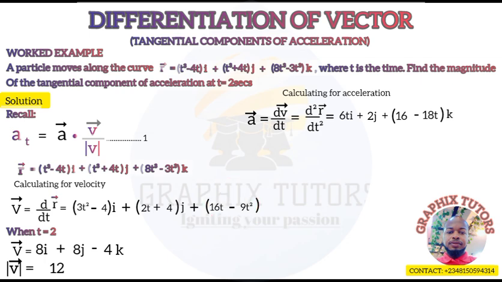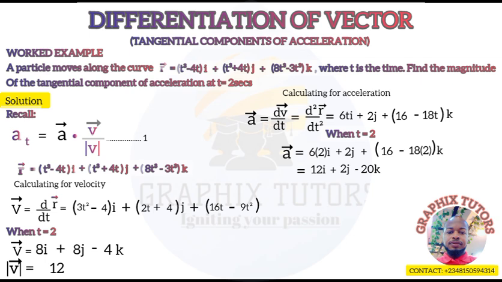So you now insert your t equals 2. So anywhere you see t, you put 2. So I'll be having 6 times 2 i plus 2j plus 16 minus 18 into bracket 2, close the bracket, we have k. So 6 times 2 is 12. So we have 12i plus 2j minus 18 times 2 is 36, and 16 minus 36 is minus 20. So we have minus 20k. So this is what we have. So we've gotten our acceleration now. Now substitute into equation 1.